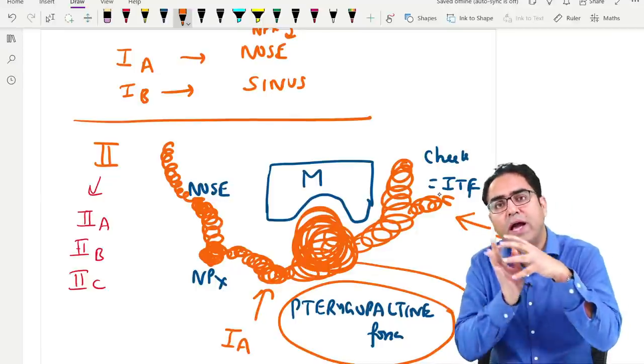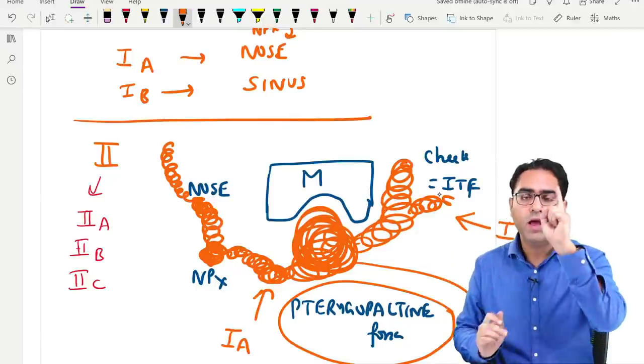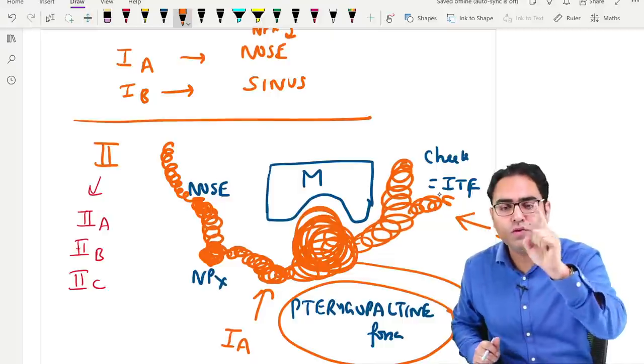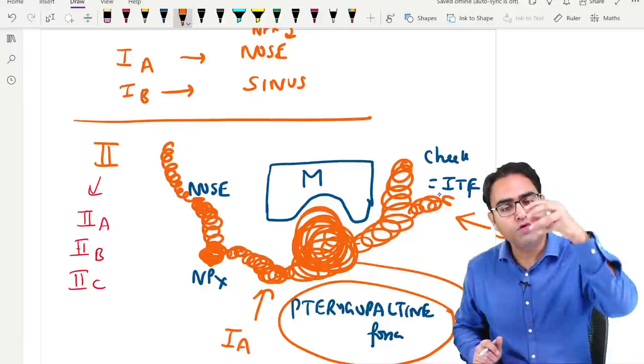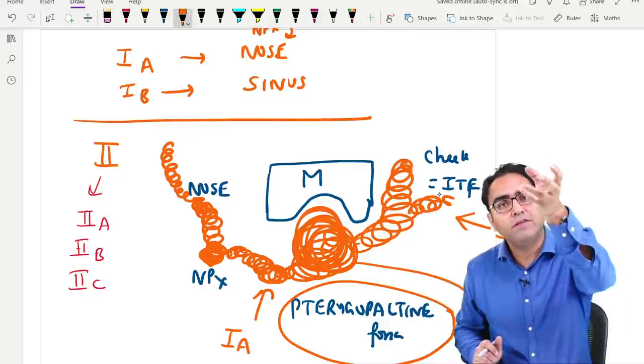And if it goes to the infratemporal fossa, 2C. Once again, 1A to the nose. Tumor belongs to nose or nasopharynx. If it goes to nose, 1A. If it goes to sinuses, 1B.